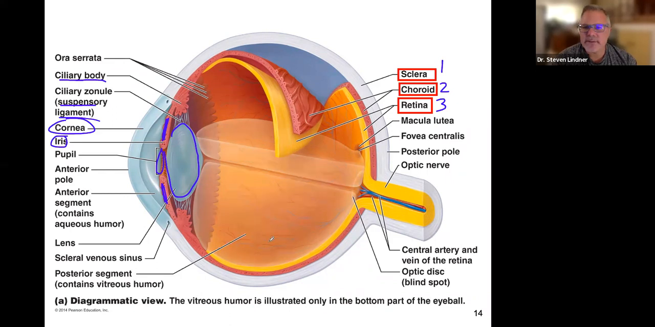Okay, let's see if there's anything else here, right? So here's the optic disc, which is often known as the blind spot because there's no receptors there. There's no cones, there's no rods, there's no receptors. Okay, I think that's all I would need you to know there.